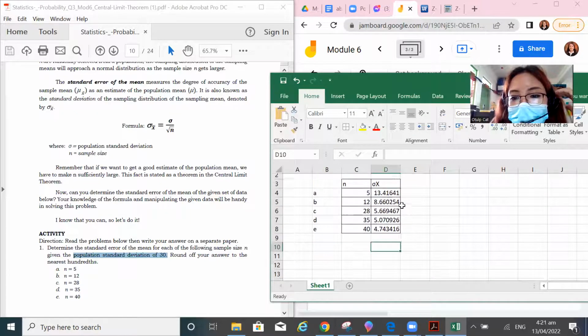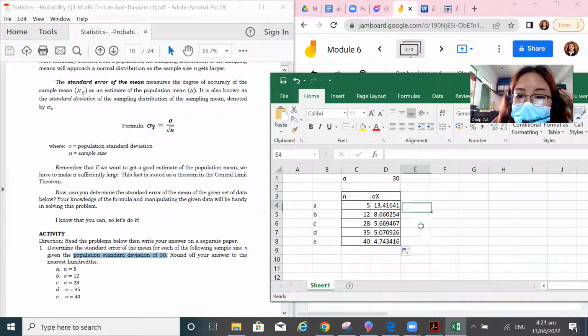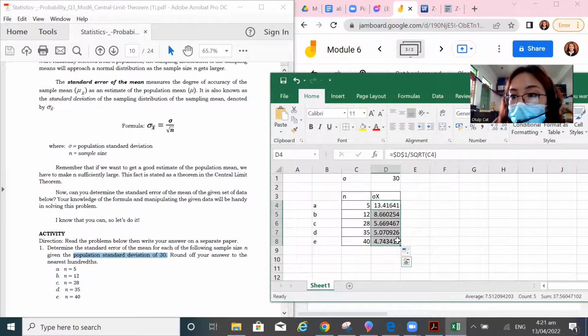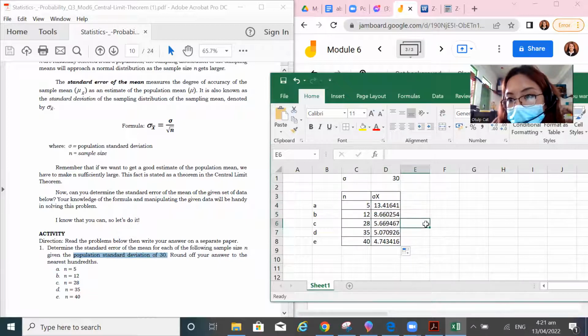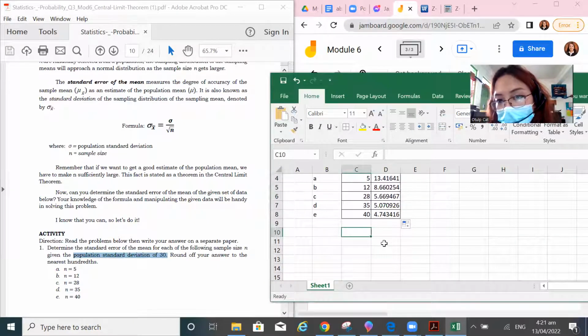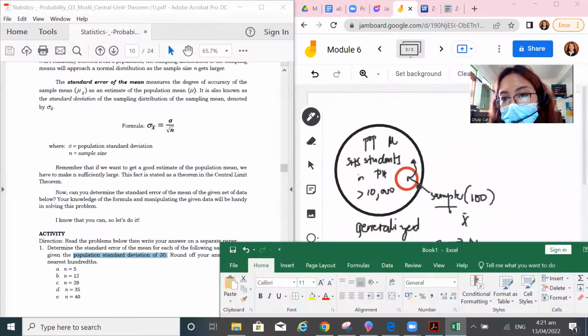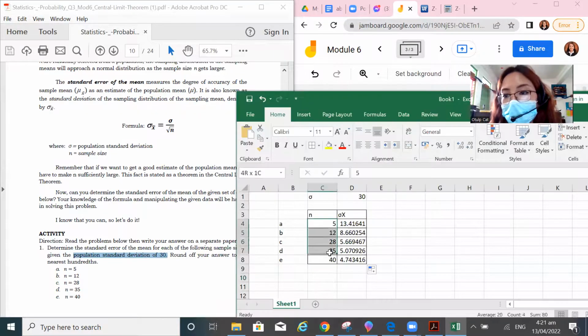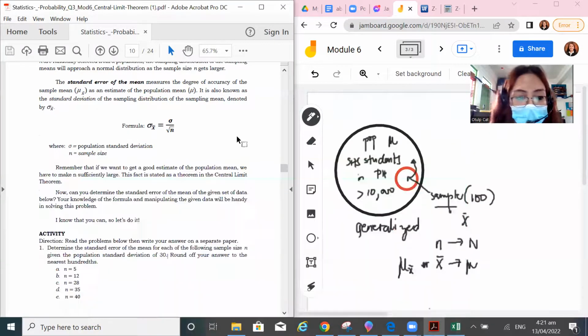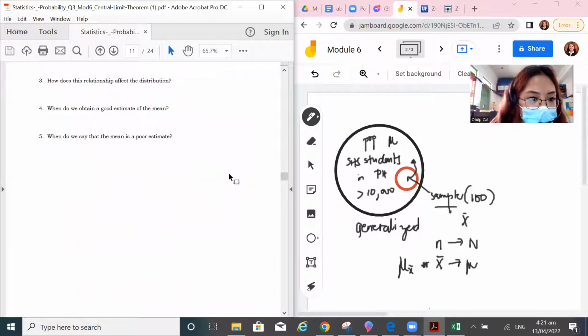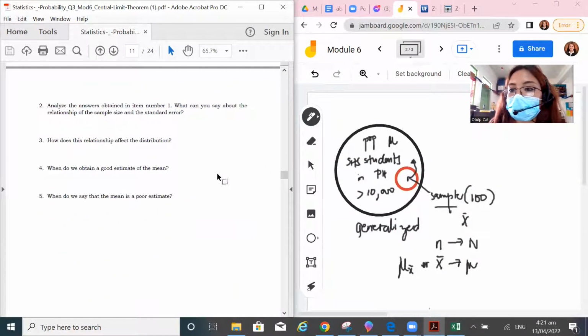What do you notice about the standard error of the mean as the sample size increases? The standard error of the mean gets smaller. The error of your sample in relation to the population decreases as your sample size increases. That's how you prove it mathematically. After this discussion, you should be able to answer numbers 2 to 5.